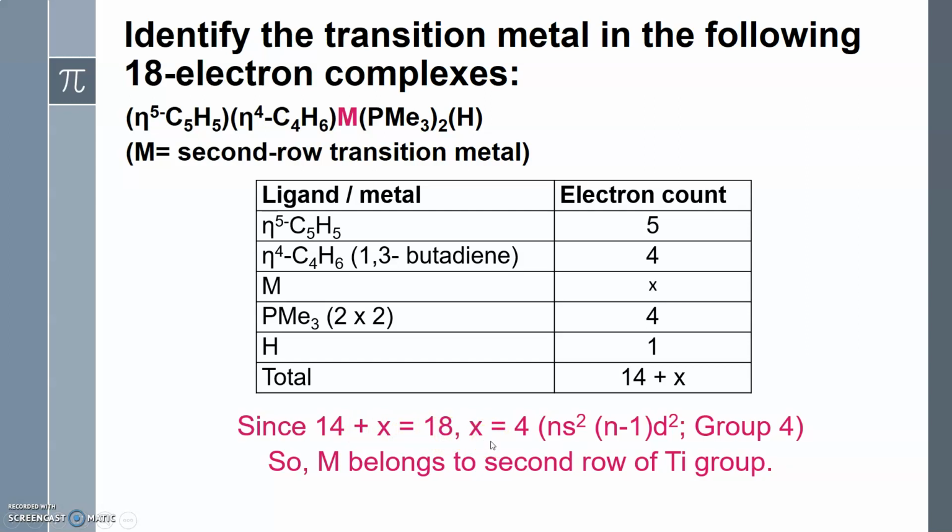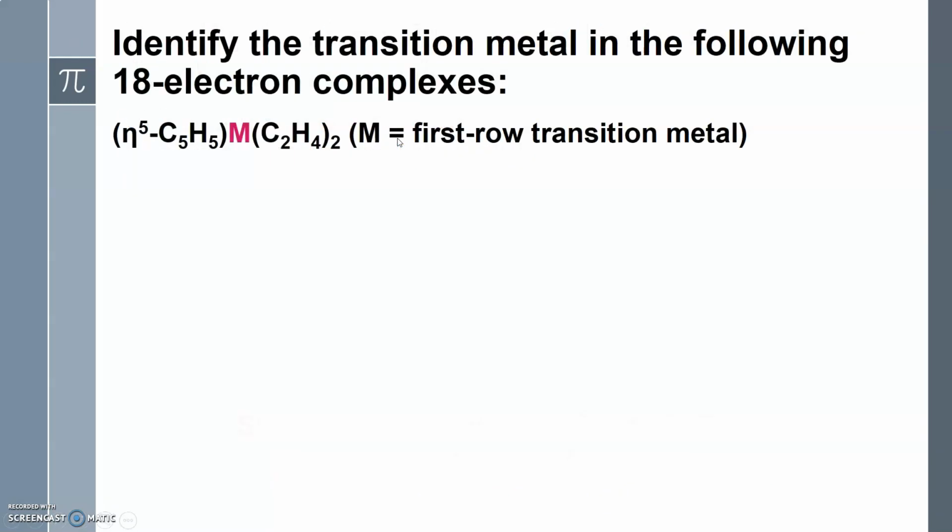Now the metal is in the zero oxidation state, which means the electronic configuration of the metal will be ns2 (n-1)d2. The metal belongs to group 4: 2 electrons from s, plus the electron count from d, gives the group number. So the group number is 4, which means it belongs to the titanium group. Since the metal belongs to the second row, the second row element in the titanium group is zirconium. So the metal in this complex is zirconium. Let us familiarize ourselves with another problem.